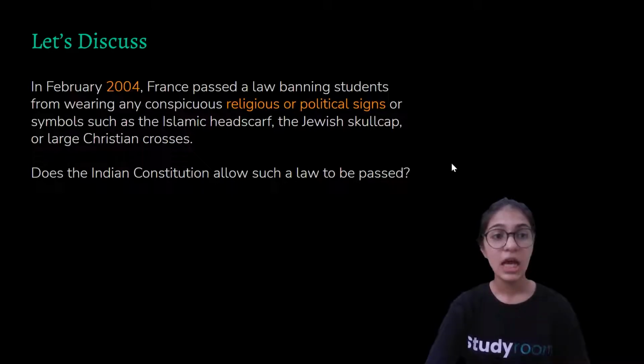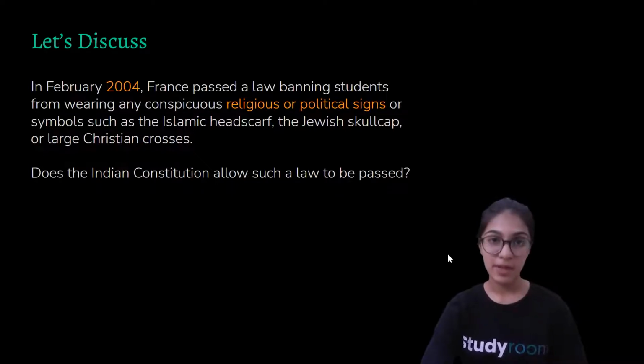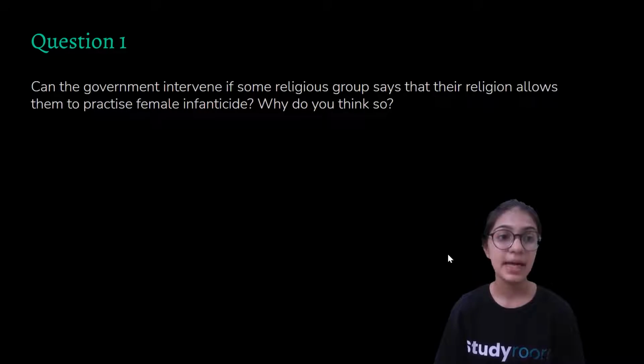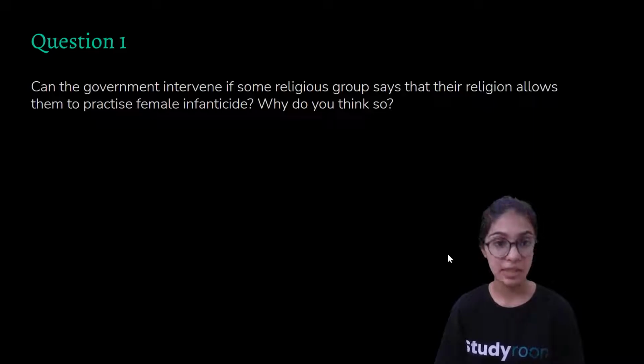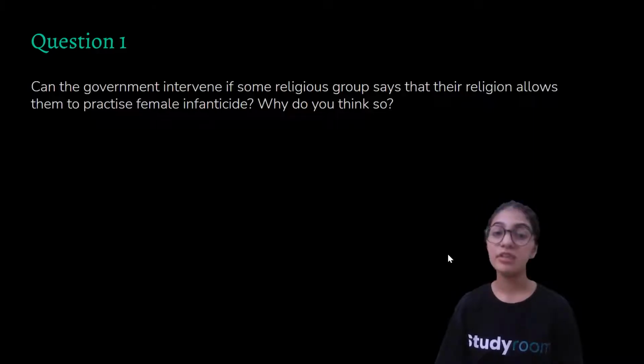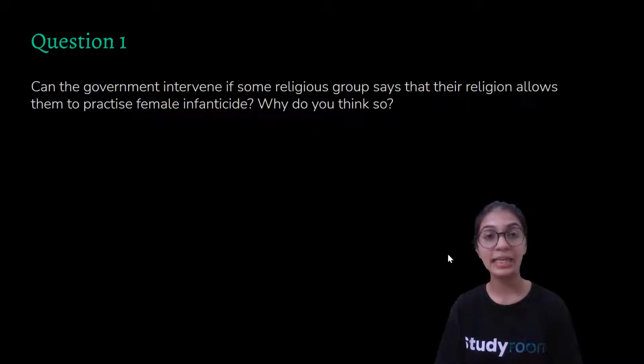All right. Let's start the queue of questions. The very first question says: can the government intervene if some religious group says that their religion allows them to practice female infanticide? Why do you think so? Definitely the government can intervene if some religious group says that their religion allows them to practice female infanticide. The government can definitely intervene and can prohibit female infanticide.